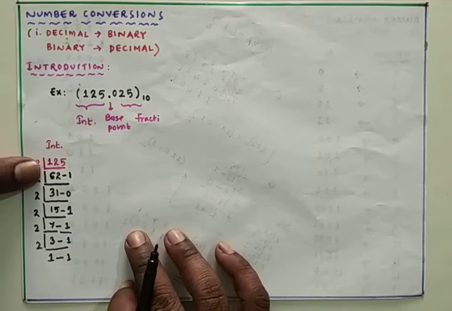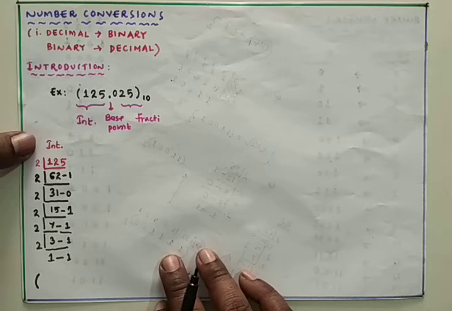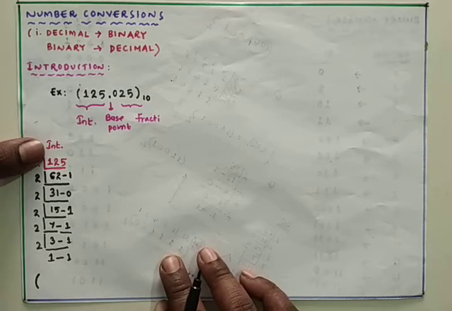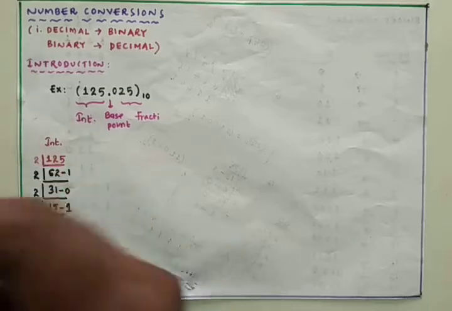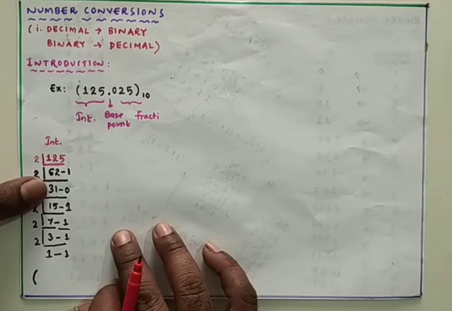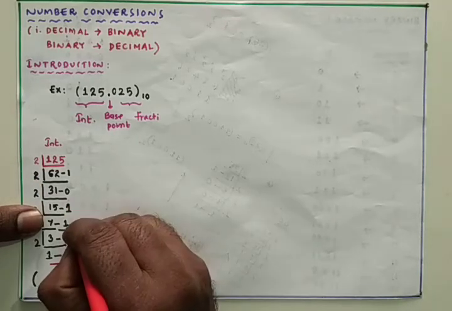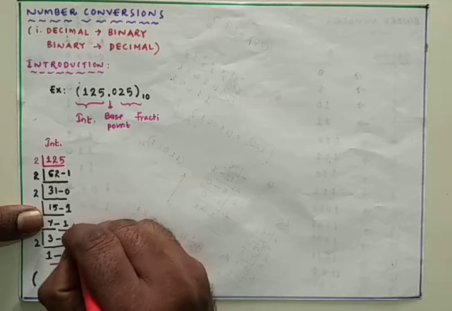So this is the integer part. Then what is the equivalent value we got for the 125? If it is a decimal number, then the equivalent binary we have to collect from the bottom to top. We have to collect all the remainders.